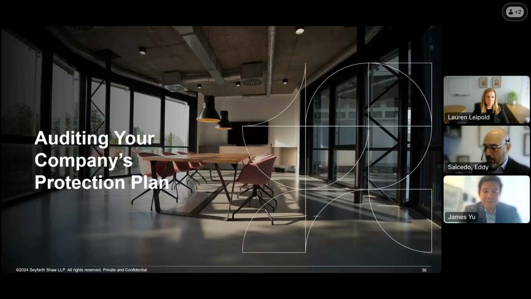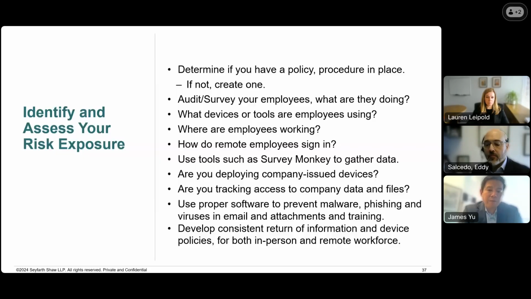Next slide. So now that we're aware of all these risk factors, what should a company be doing specifically when auditing its own protection plan? So the first thing is you want to identify and assess your risk exposure. Step number one, obviously, is you want to evaluate what policies and procedures you already have in place. And Eddie spoke to this quite a bit. Do you have a confidentiality policy, social media policy, and do you provide training on these policies?